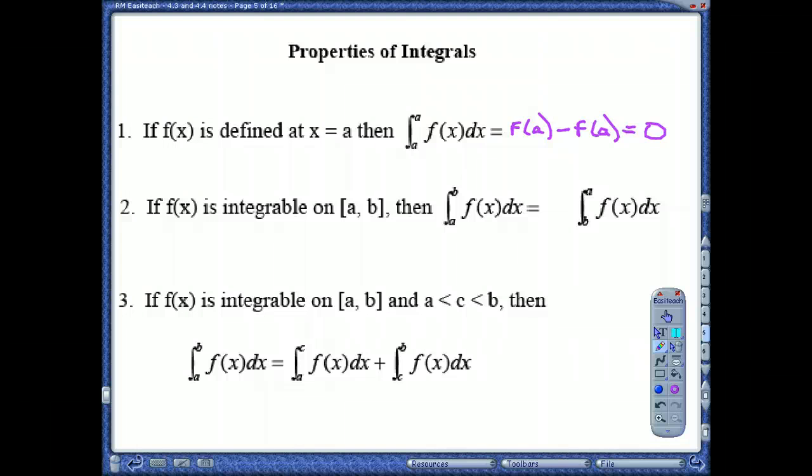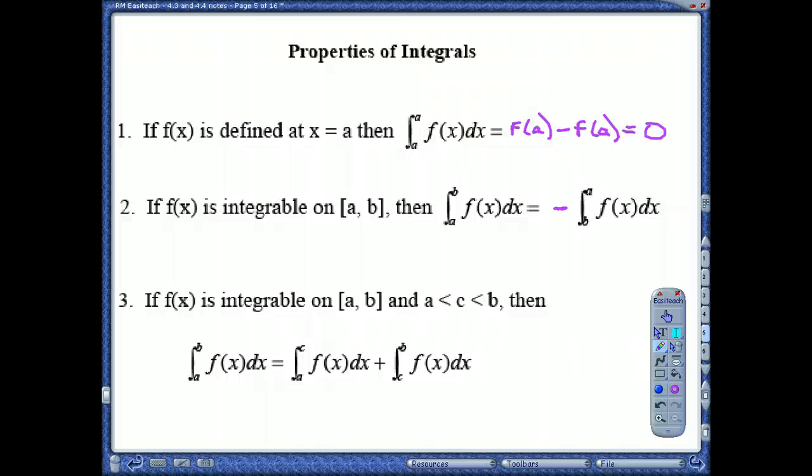Now, we can switch these values. So if we have a to b, we can switch then b to a. Think about what that would do to our answer. That's going to be the opposite, because this is going to give us f of b minus f of a. This is going to give us f of a minus f of b. They're just opposites of each other.